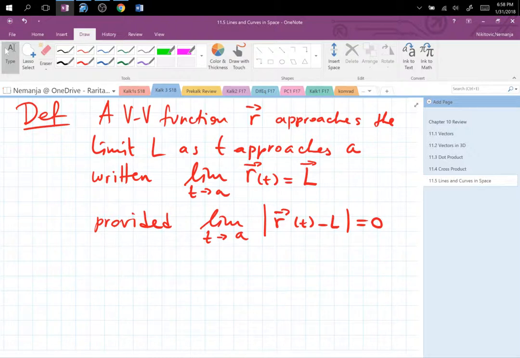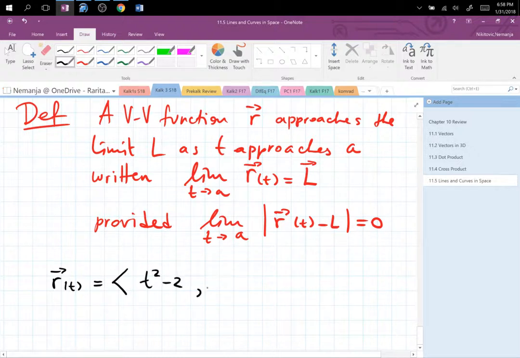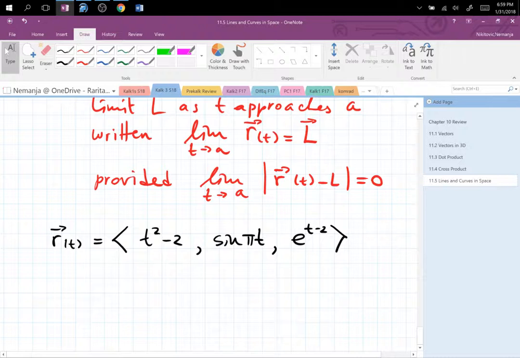So, say that your r of t as a vector valued function is given by t squared minus 2, sine pi t, and e to the t minus 2, and you want to find the limit as time approaches 2 seconds of r of t. What do you do?